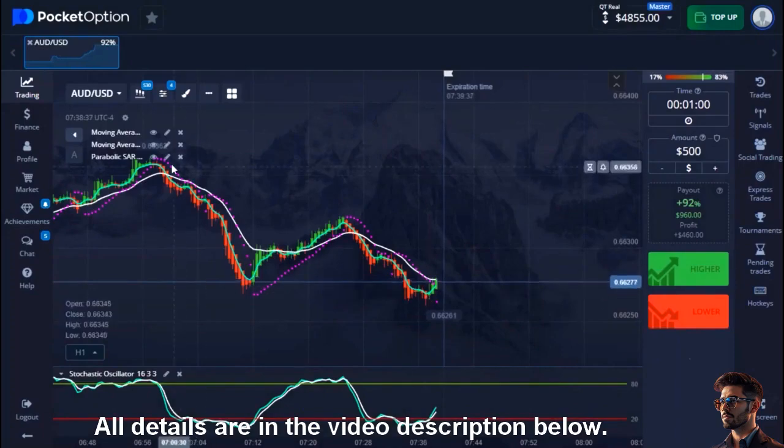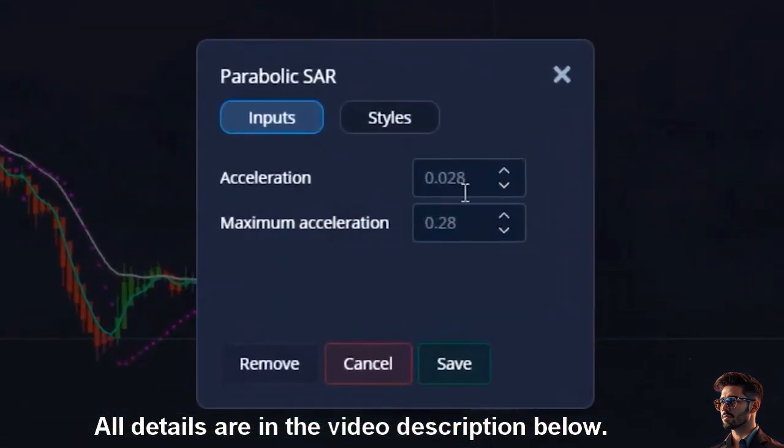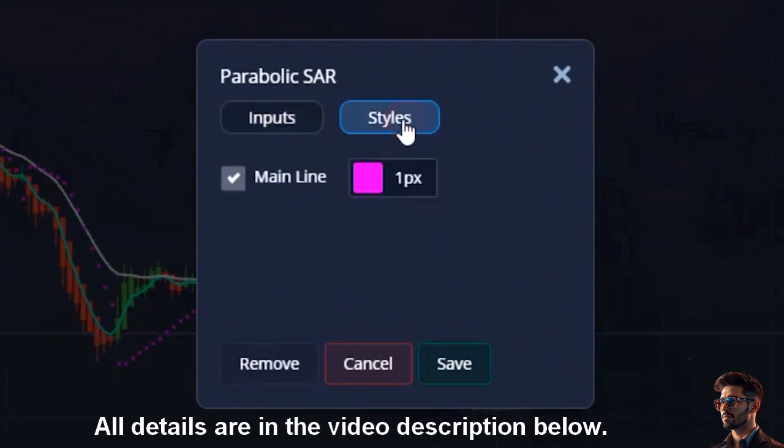My parabolic SAR comes with acceleration of 0.028. The maximum acceleration comes with 0.28 as well. On the styles part here, I make use of this particular color, and that's it. When you're done, you hit save.